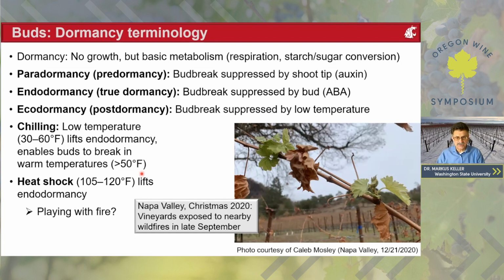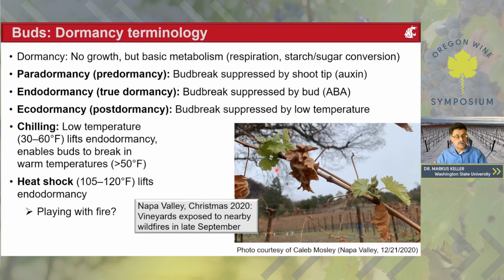Just before Christmas last year, 2020, I got an email from Napa, California, with some really strange pictures. Here we have bud break on the 21st of December in 2020. It turns out that the bud break happened on vines that had been very close to wildfires in late September during the last wildfire season in California.